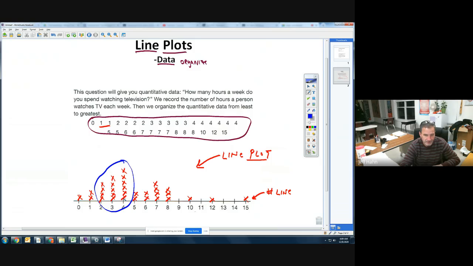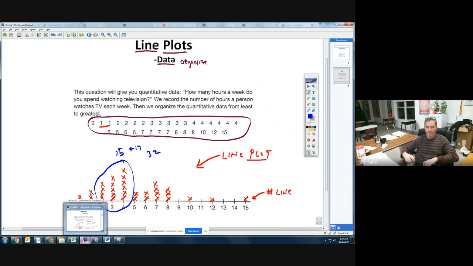You could count how many: there's 15 of them there, and then 17 more after the 15. I'm not sure how many total kids we had here, but you had 32 kids. 15 of them spend between 2, 3, and 4 hours in front of the television.